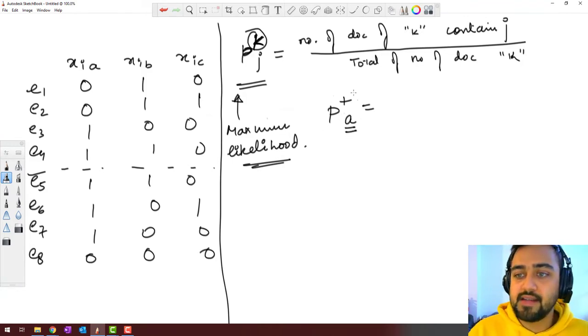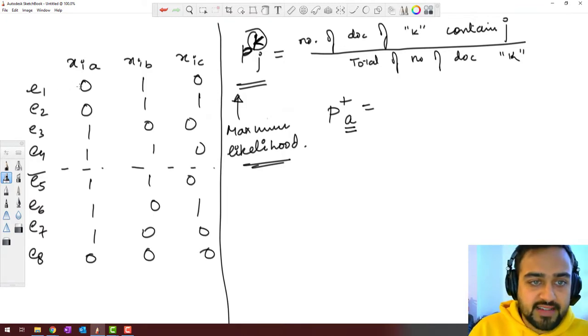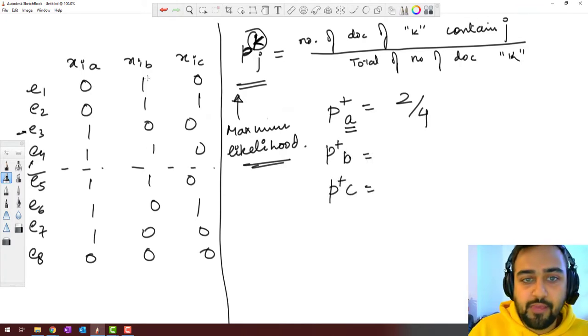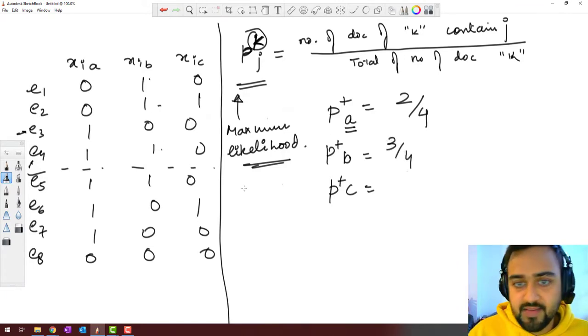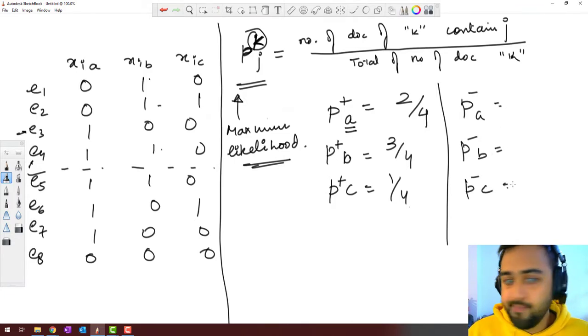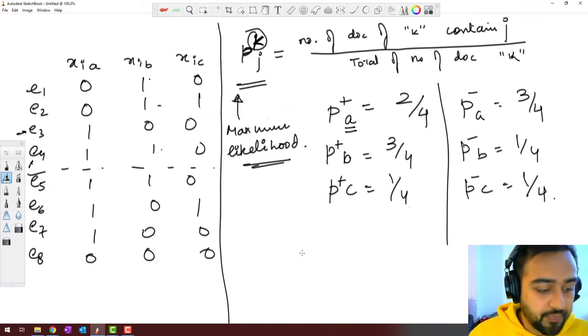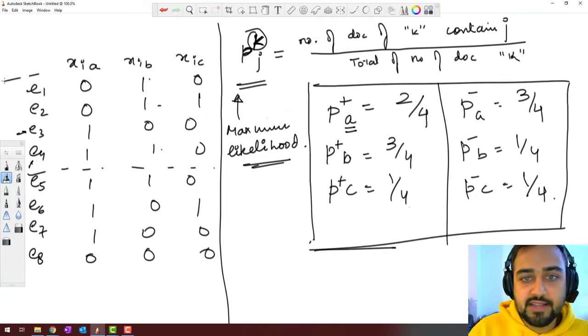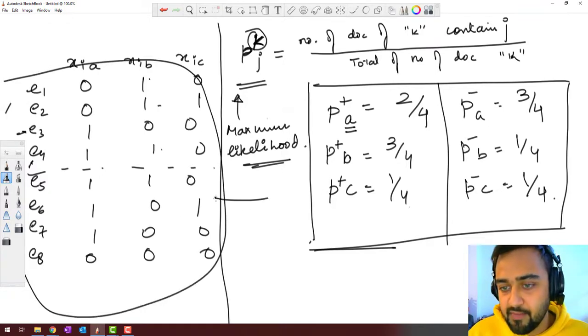So if you want to represent our emails, this would represent word A being present in emails that are spam. If we take a look at this example, A is present in 2 emails, E3 and E4, out of 4. So 2 out of 4. Similarly, for B it is present in 3 emails out of 4, and C is present in 1 email out of 4. And if we take ham, A is present in 3 emails out of 4, B is present in 1 out of 4, and C is present in 1 out of 4. Now, loaded with this information, we have built our classifier on the basis of these 8 emails.